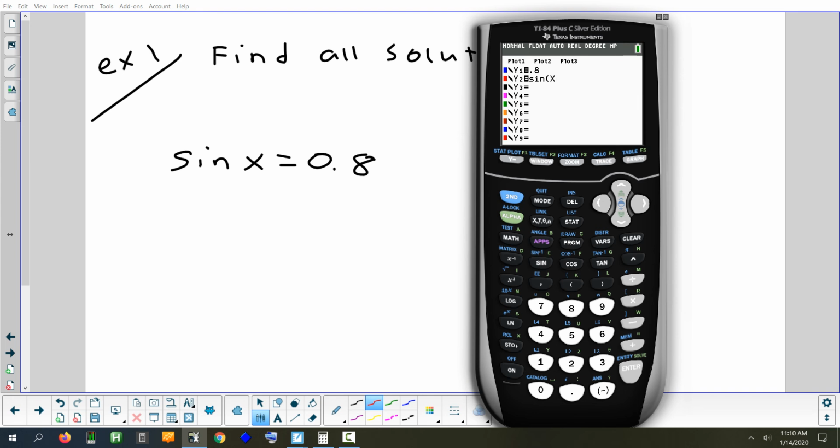Sine of x. Right. What would I want to do next? Set your window to one period. Exactly. Set your window to one cycle. You don't want to get confused by thinking there's more answers than there really are because you're looking at multiple cycles.